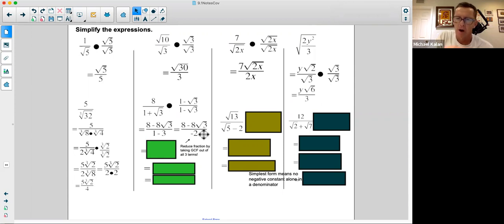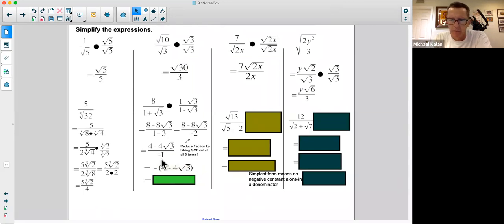Okay. Do they all have a common factor that we can reduce by? And the answer is yes, right? We could reduce them by 2. So basically the 8 becomes a 4, the negative 8 becomes a negative 4, and the negative 2 becomes a negative 1. Okay.